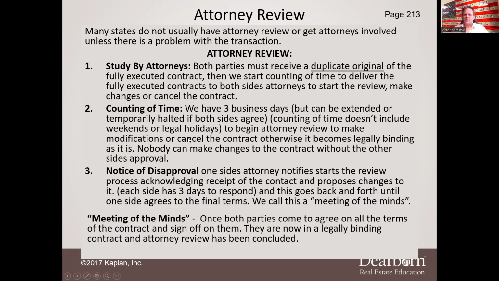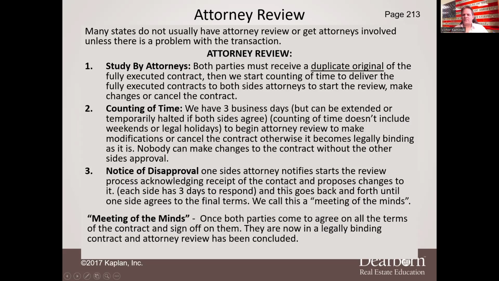So we get the contracts over to the attorney, and both parties must receive the duplicate original of the contract. Then we start counting of time to deliver the fully executed contract to both sides. And then the notice of disapproval. So one of the side's attorneys will send out a notification to the other that they're in receipt of the contract for whatever the property is.